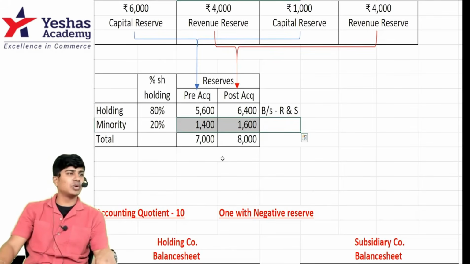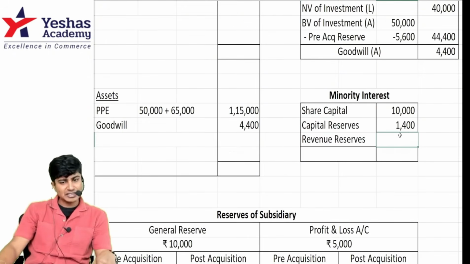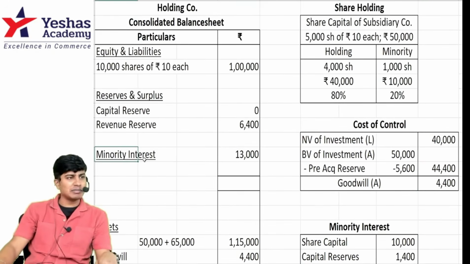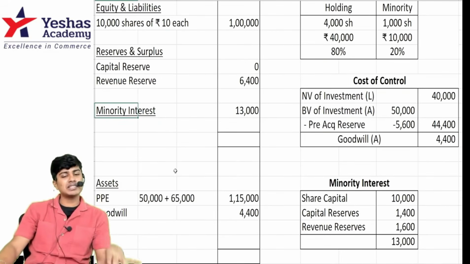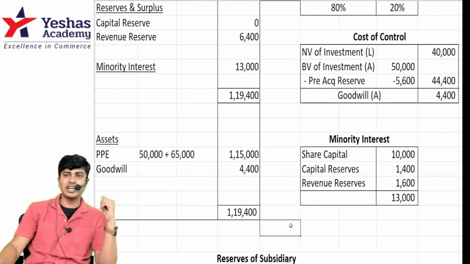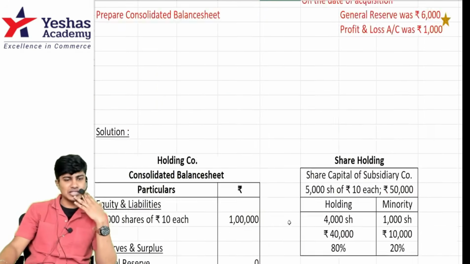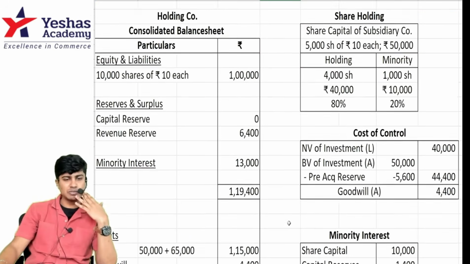They will not split it into pre and post; actually it is not needed. Where do I write this? Minority interest. Total minority interest 13,000. The moment I write this minority interest in my balance sheet, it should tally: 1 lakh plus 6,400 plus 13,000, 1 lakh 19,400. 1 lakh 15,000 plus 4,400, 1 lakh 19,400. Did you get this? Are you getting the feeling now? This is question number 9. 6 more.